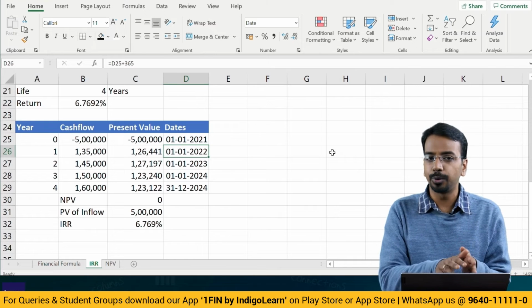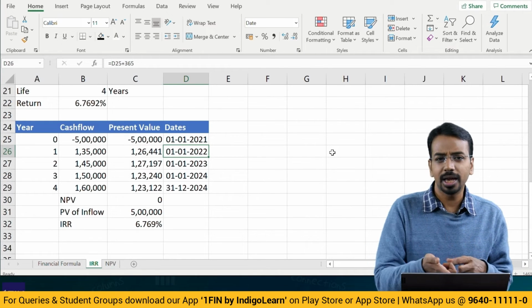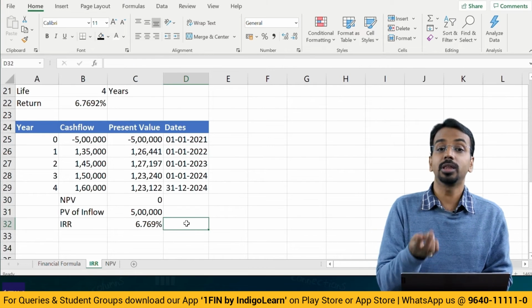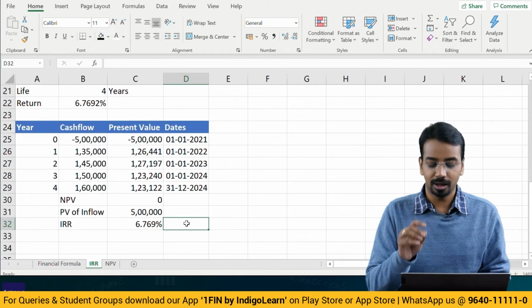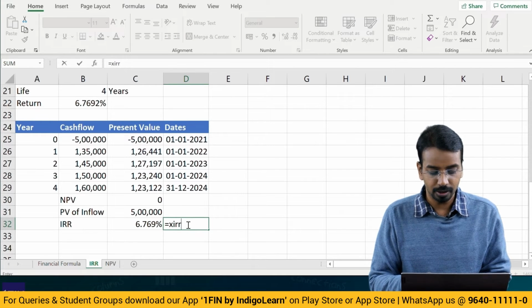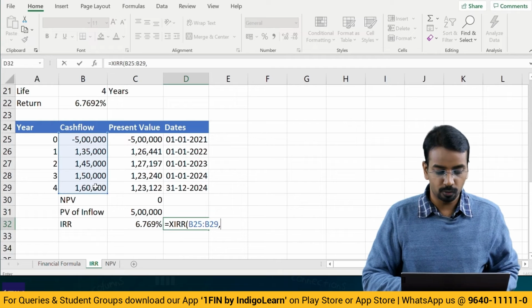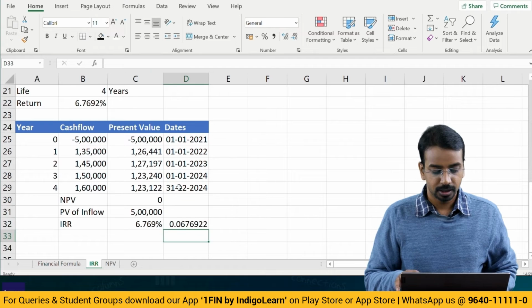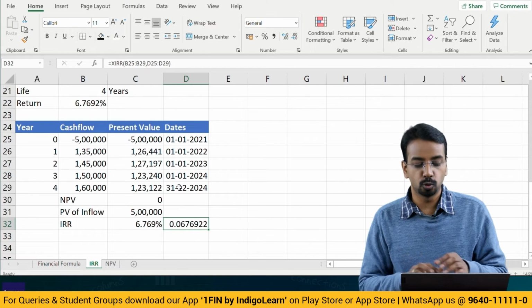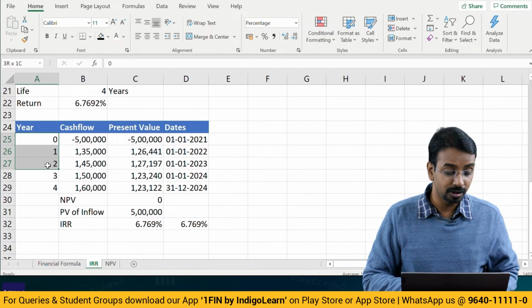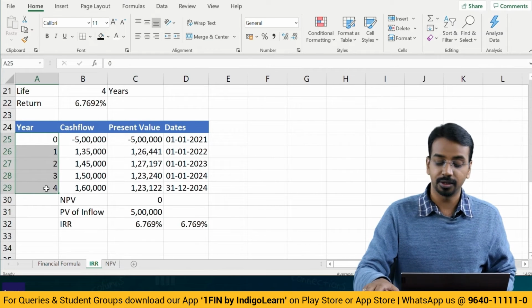With these dates, we will compute the XIRR and then we will try to change the dates and see how the IRR changes, right? So when we include the dates, we will use the formula XIRR. So equal to XIRR. What are the values? Cash flows are my values, and what are the dates? These are my dates. And you close it. It says 0.76922, it will be the same percentage. The reason being, I have considered dates in line with the years that I have considered here.